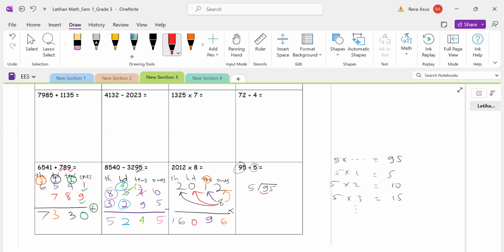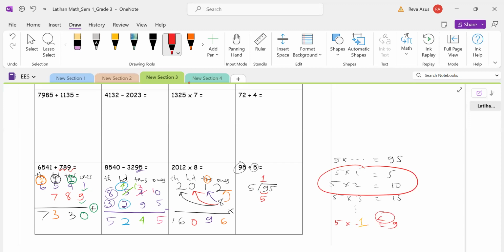5 times what is 9? No one. So if there is none, we need to look at 5 times what is close to 9, but less than 9. So it is 5 times 1. 5 times 1 is less than 9. So let's write here 5 times 1 is 5.